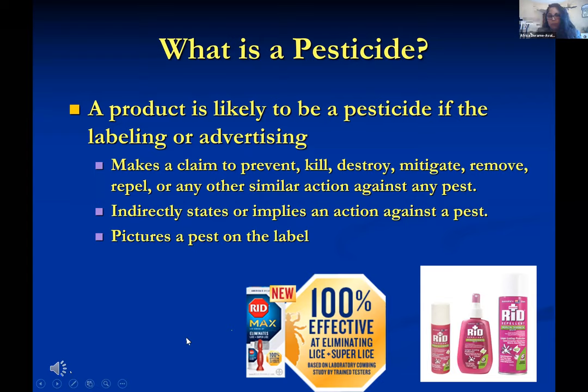So again, a product is likely to be a pesticide if the labeling or advertising makes a claim to prevent, kill, destroy, mitigate, remove, repel, or any other similar action against the pest, or it indirectly states or implies an action against a pest, even if it has pictures of a pest on the label, or draws a comparison to a pesticide.